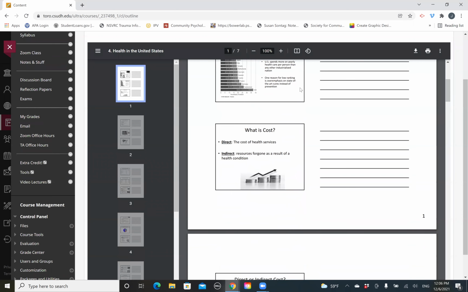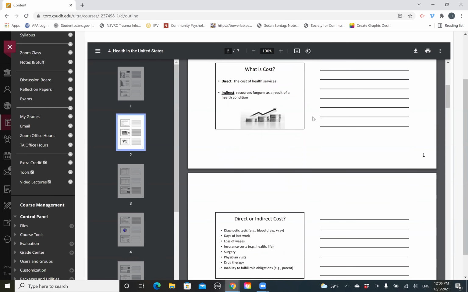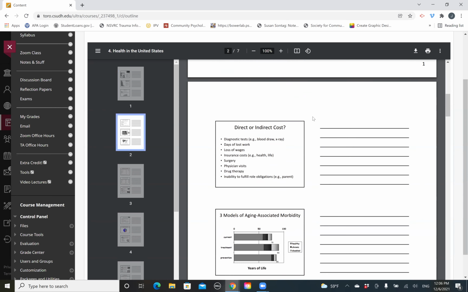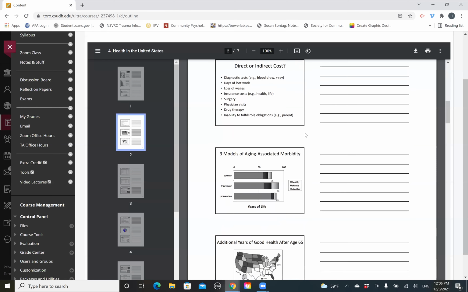So what is the cost? Costs for healthcare can be split into direct and indirect costs. So direct, the cost of the health services, whereas the indirect are the resources that are used as a result of the health condition. So diagnostic tests, right? Direct costs. Day of lost work, indirect. Loss of wages, indirect. Insurance costs, direct. Surgery, direct. Physician visits, right? So you can see how there's different kinds of costs associated with it, especially in the United States.